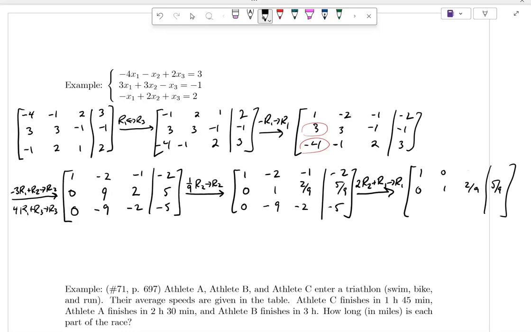Two times 2/9 is 4/9. Minus 1 will give me a negative 5/9. 2 times 5/9 is 10/9. Minus 18/9 gives me a negative 8/9.